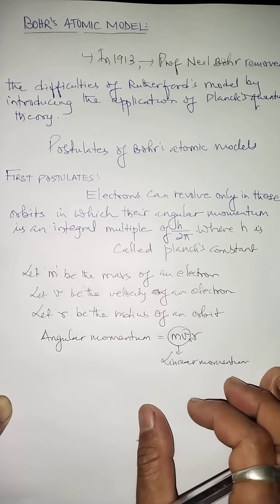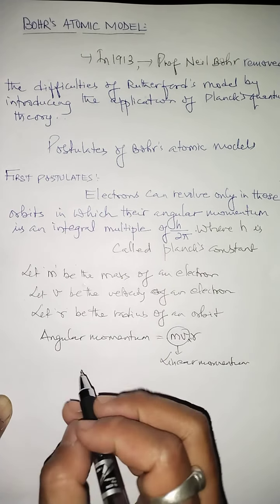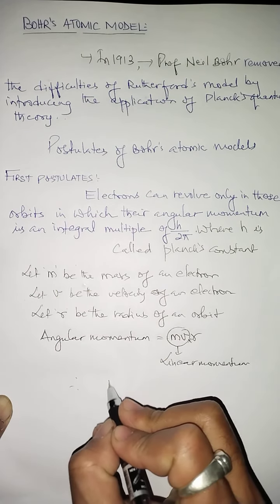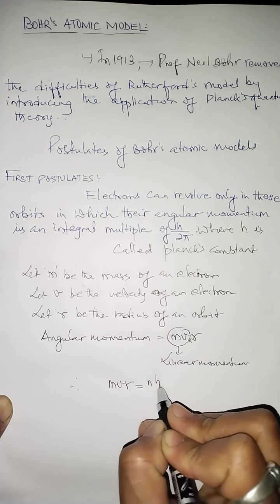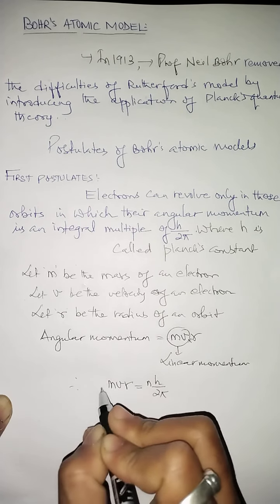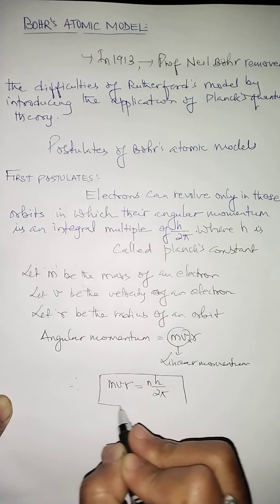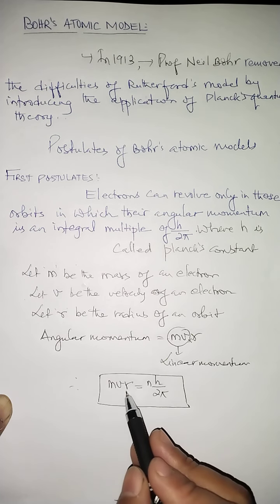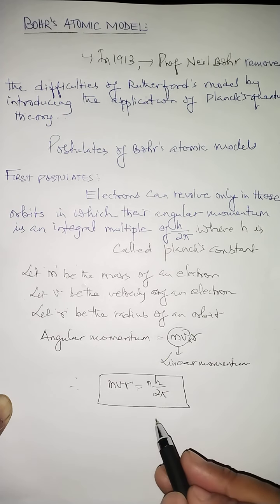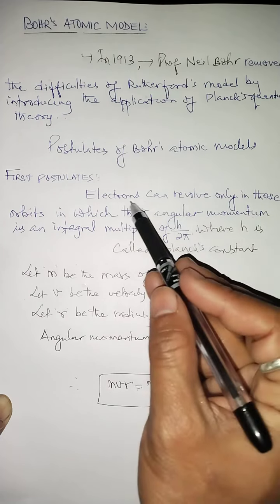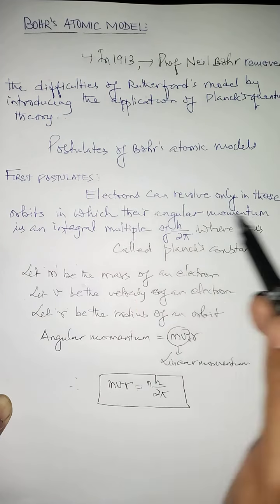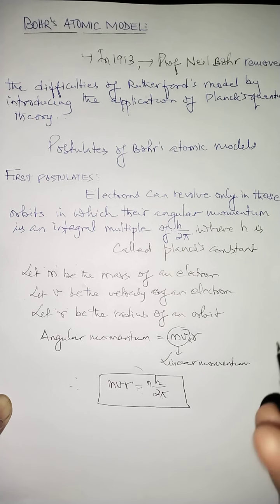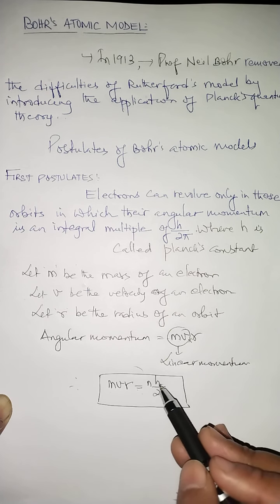But as per the postulate stated by Bohr, we can write the relation mathematically, and the relation is mvr, the angular momentum, equals nh by 2 pi. Look at this very important relation: mvr equals nh by 2 pi. The postulate says that an electron can revolve only in those orbits in which the angular momentum is an integral multiple of h by 2 pi.